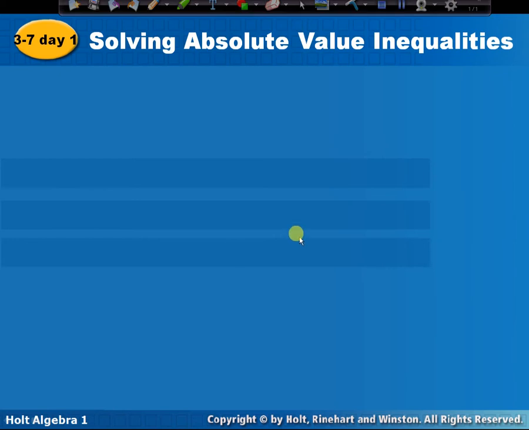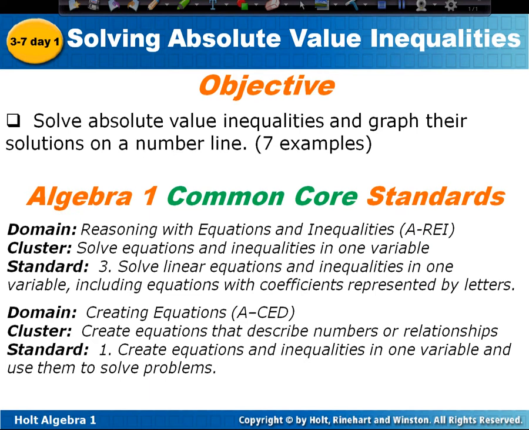Today's lesson is 3-7, day 1. We're going to solve absolute value inequalities. Our objective for today, again, is to solve absolute value inequalities and graph their solutions on a number line.